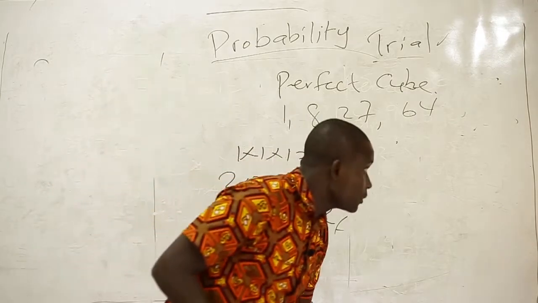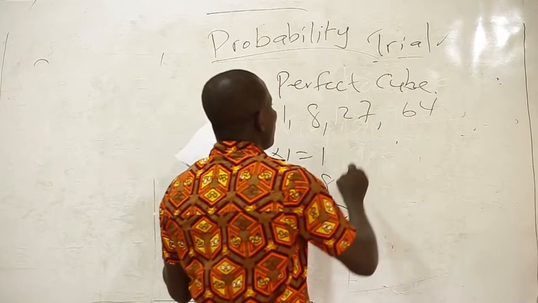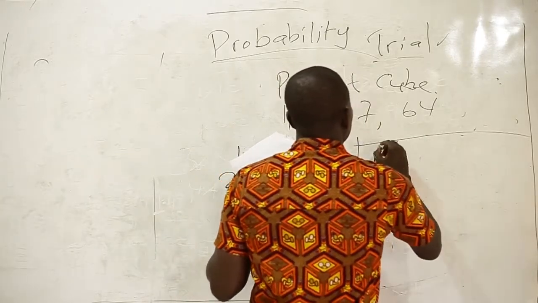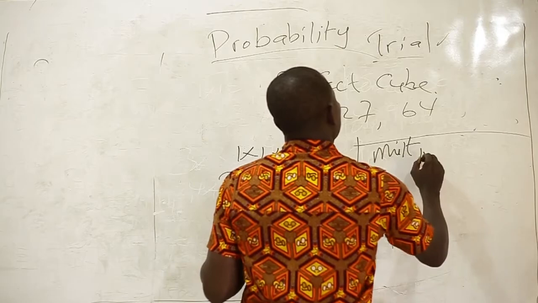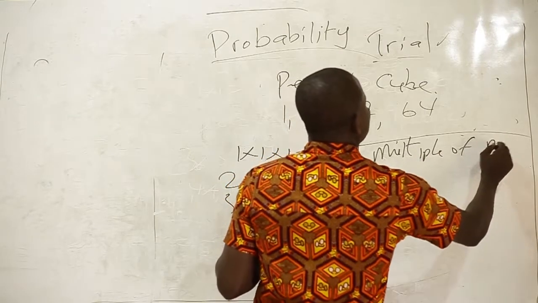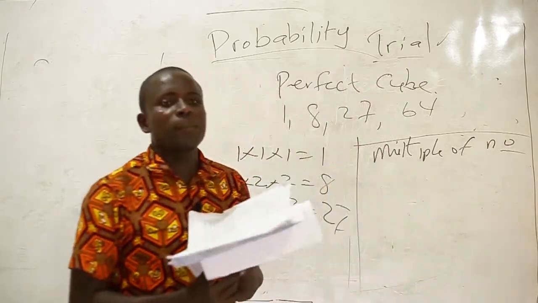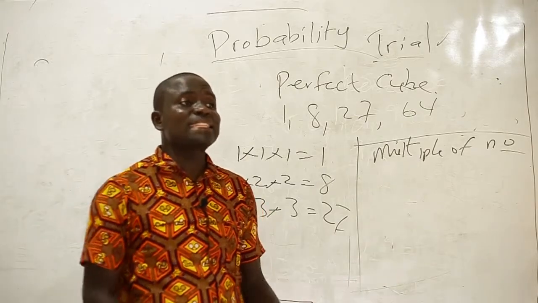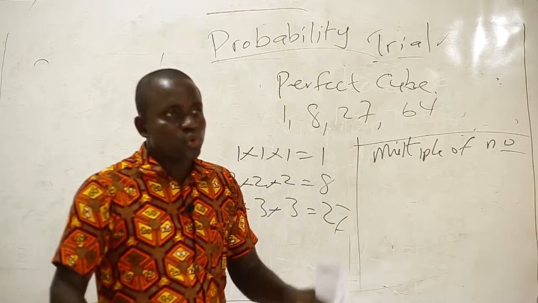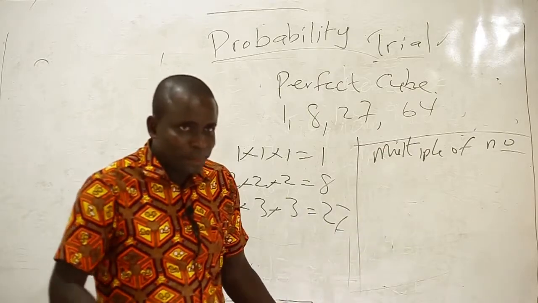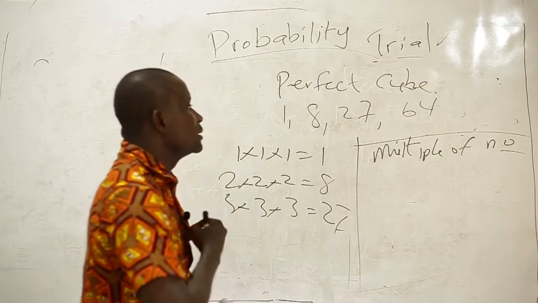Now, let's talk about multiples of numbers. What are multiples of numbers? It's just times. So let's say multiples of 6 means 6 times 1 is 6, 6 times 2 is 12. That's the multiple of numbers. Are you getting it?